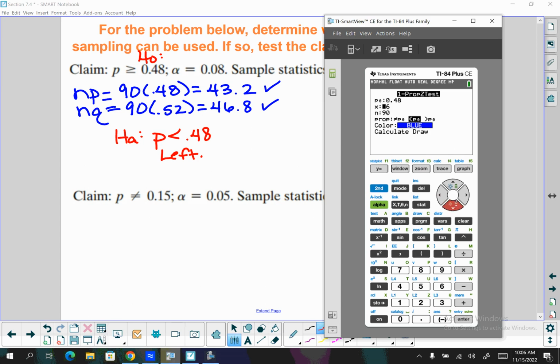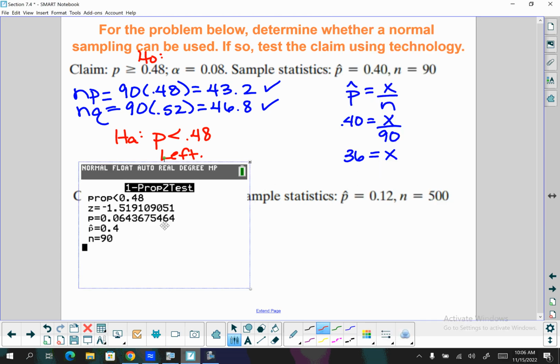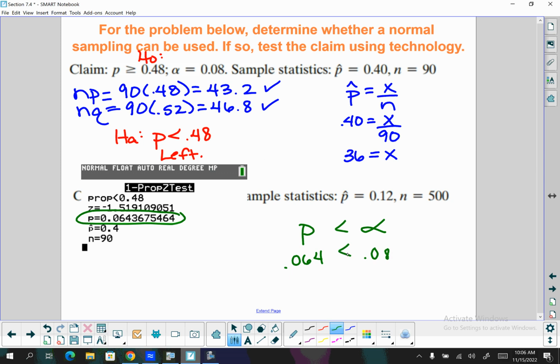We're going to go down to calculate. And it spits out this information for me. Okay, and the p-value from this is what we're looking for now. So that p we're going to compare to the alpha and decide if we're going to reject or not reject. Okay, so p is 0.064. Alpha from the problem is 0.08. So in this case, p is less than alpha.